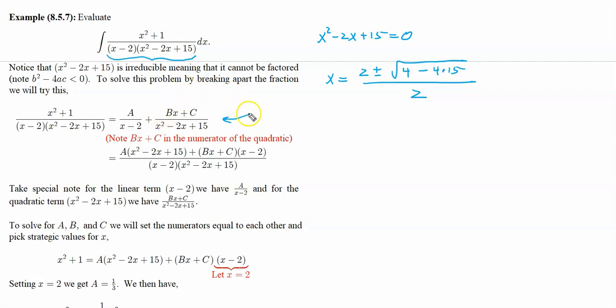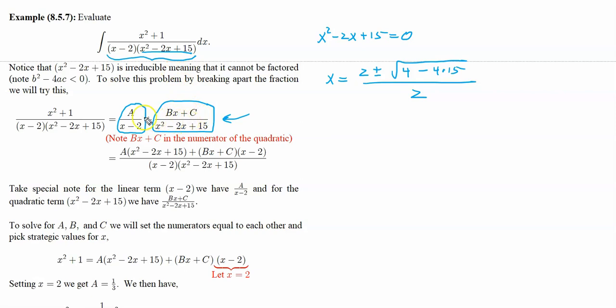Now here is how we're going to do our partial fraction decomposition right here. So the linear term, we have our a over x minus 2, right? Just like we did before. Now for the quadratic, right here, what we're going to write is bx plus c divided by the irreducible quadratic. So that's what you do when you have an irreducible quadratic as a factor of the denominator. You add in a term like this.